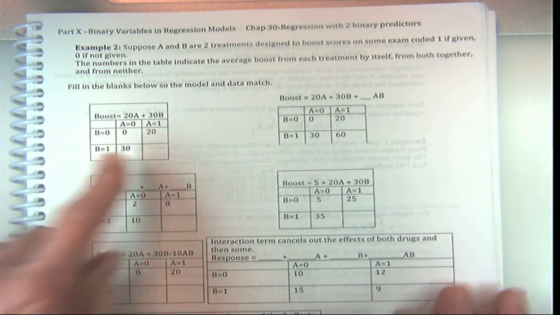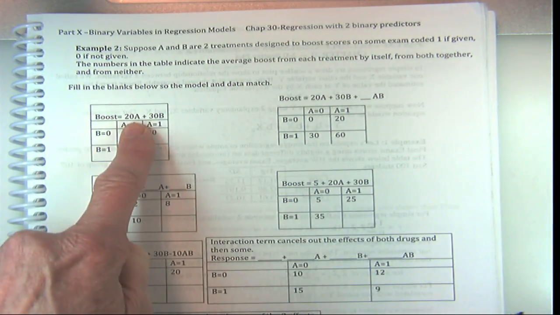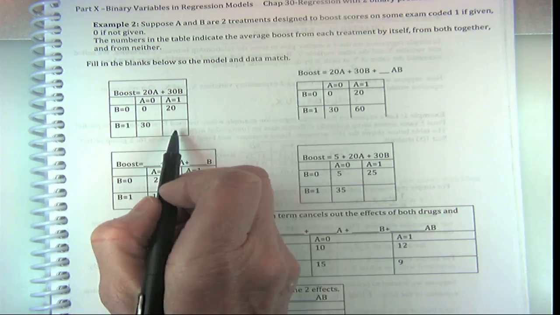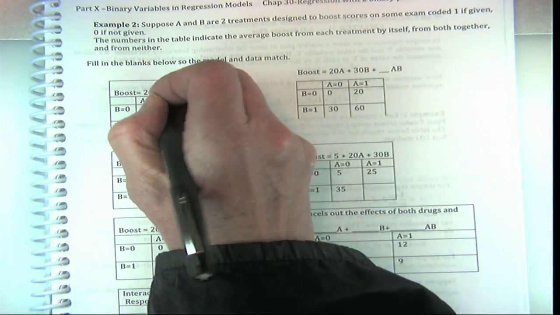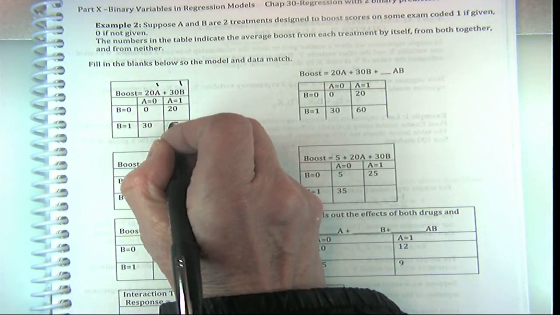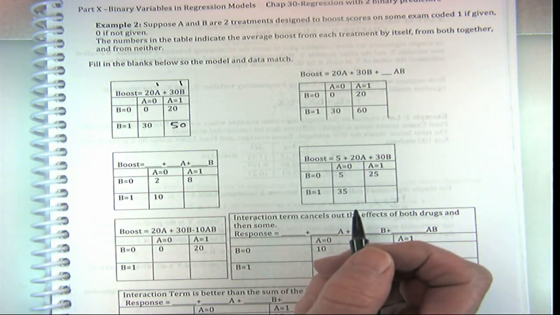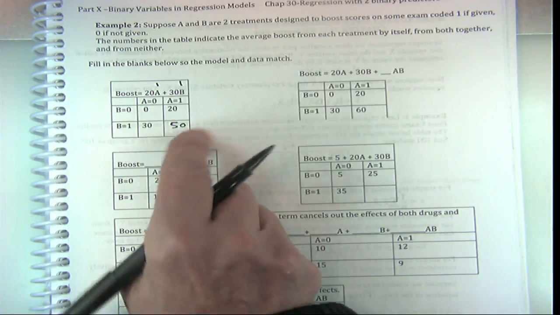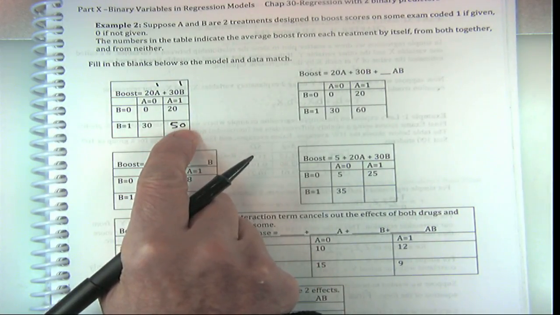Okay, so this has no interaction, right? No interaction. So what's it saying? The blank here is just putting in a 1 for A and a 1 for B, and you get 50. Okay? And you can see that this is very, very simple, and there's no interaction here.